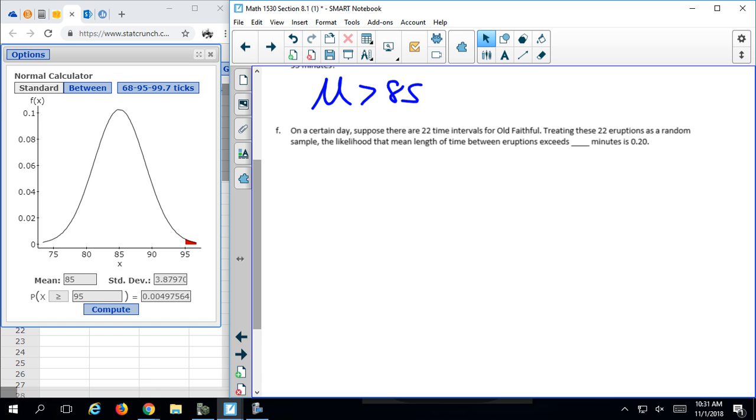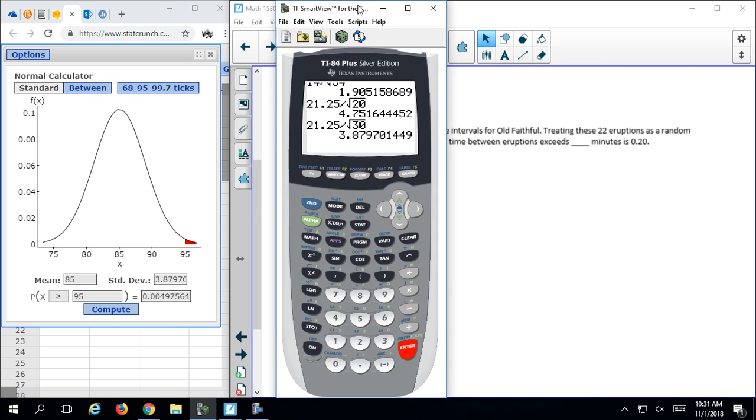All right. On a certain day, suppose there are 22 time intervals for Old Faithful. Treating these 22 eruptions as a random sample, the likelihood that the mean length of time between eruptions exceeds blank minutes is 0.2. So we've got 22 time intervals. That means we need to change our standard deviation again. So we're going to divide our population standard deviation by the square root of 22, and I'm going to put that in.